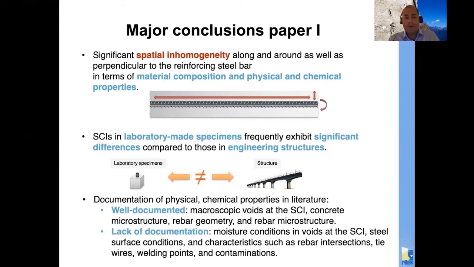Also, the concrete microstructure, rebar geometry and rebar microstructure are well documented. But on the other hand, there is a lack of documentation of the moisture conditions in those voids at the interface, steel surface conditions, and many other features such as rebar intersections, the influence of tie wires, welding points, contaminations, and so on. So we suggested that those features need to be documented better, so that there is a need for more research and documentation for those features.